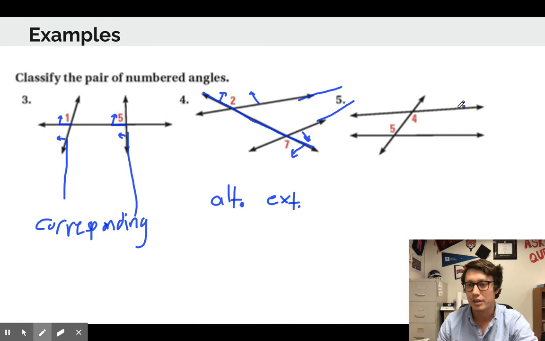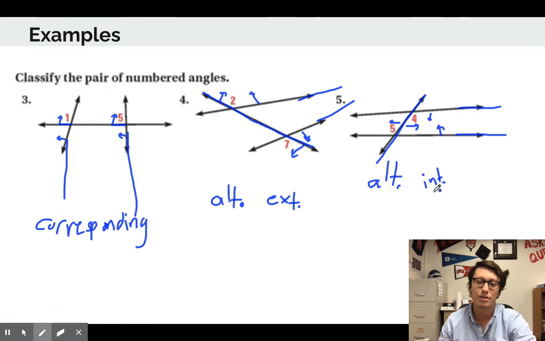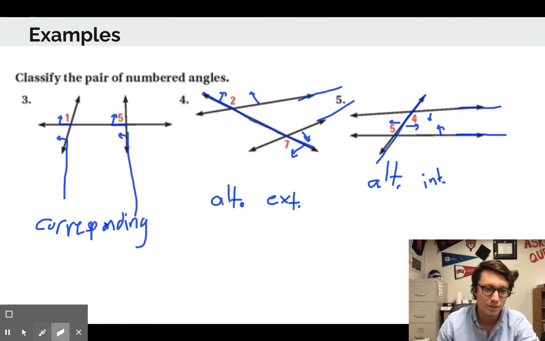Now let's go over here. Again, our hallway is going this way. Are the angles inside or outside? We notice both of them, angle 4 and angle 5, are on the inside. So that means we have interior angles here. Now we think, are they alternate or corresponding? Here's our transversal. 4 is to the right, 5 is to the left. They are on opposite sides. So we would say that those are alternate interior angles. Okay, so those are just some examples.